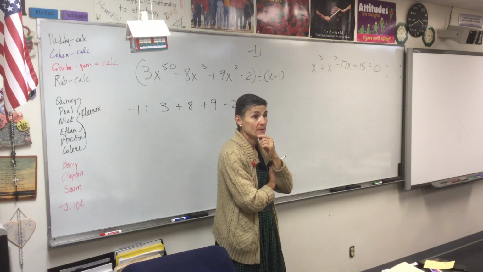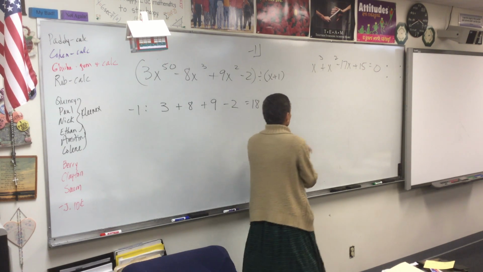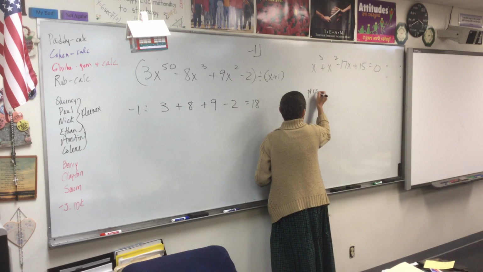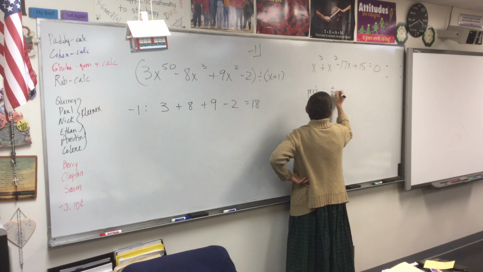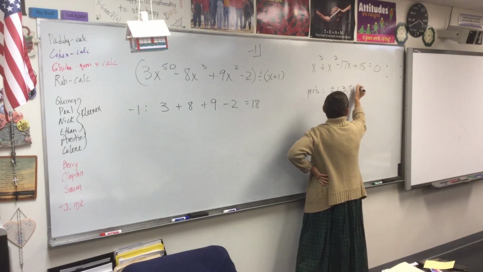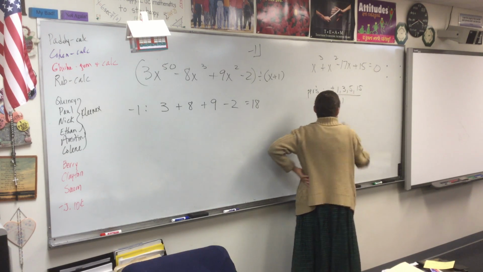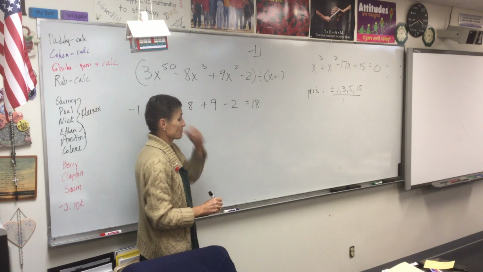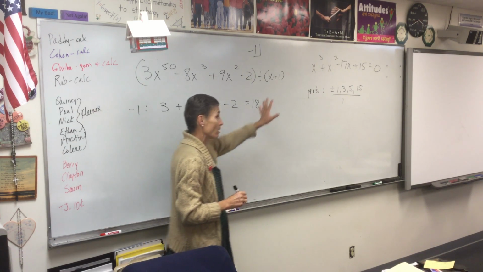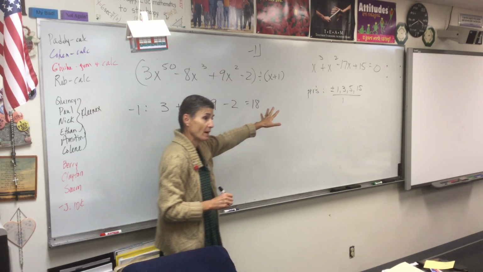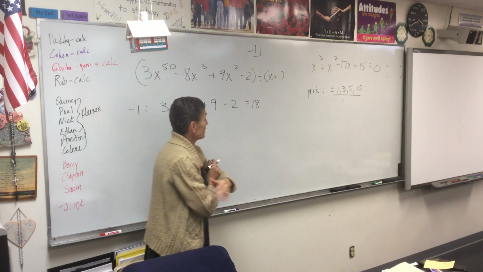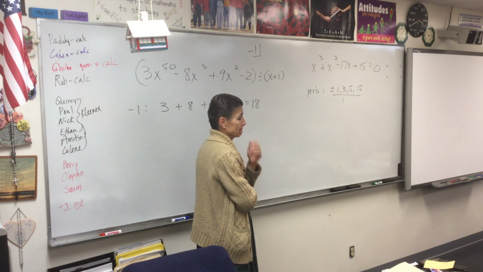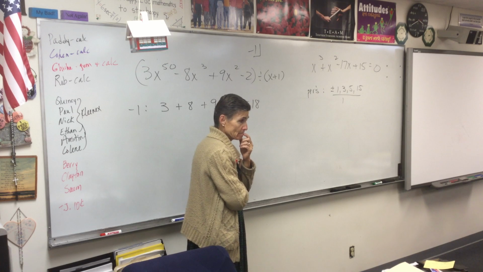So I know this isn't gonna group. So now I'm thinking PRRs. There aren't very many of them. What are my PRRs? 1, 3, 5, and 15 over 1. That's possible rational roots. These are my only possible answers right here, rational answers. All right, so see if you can find one. 1?